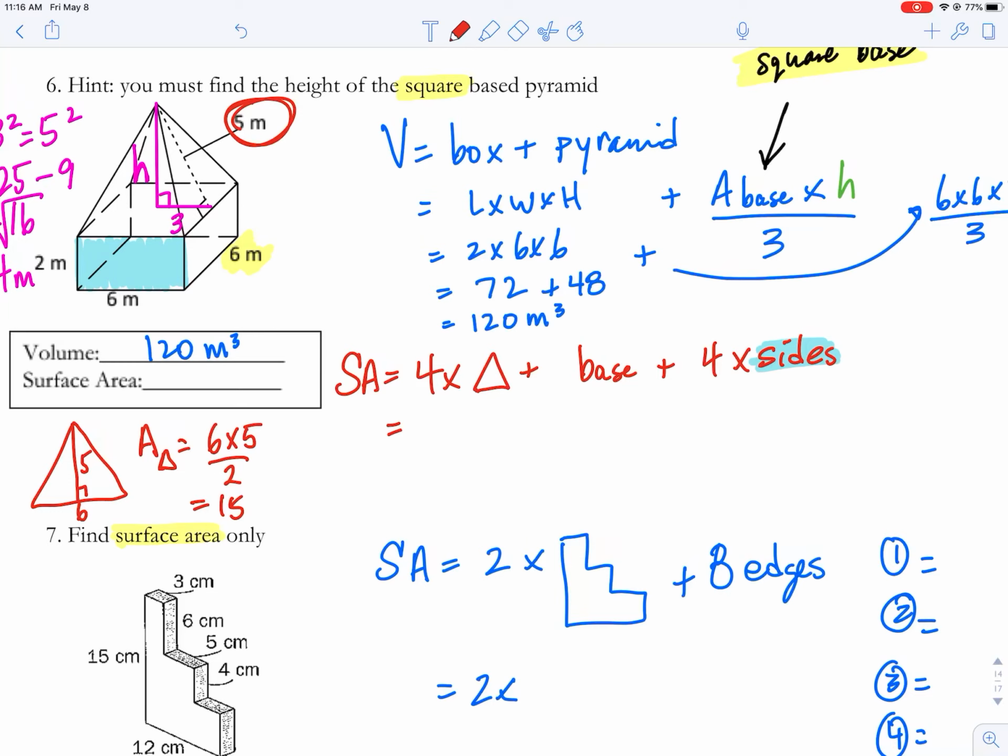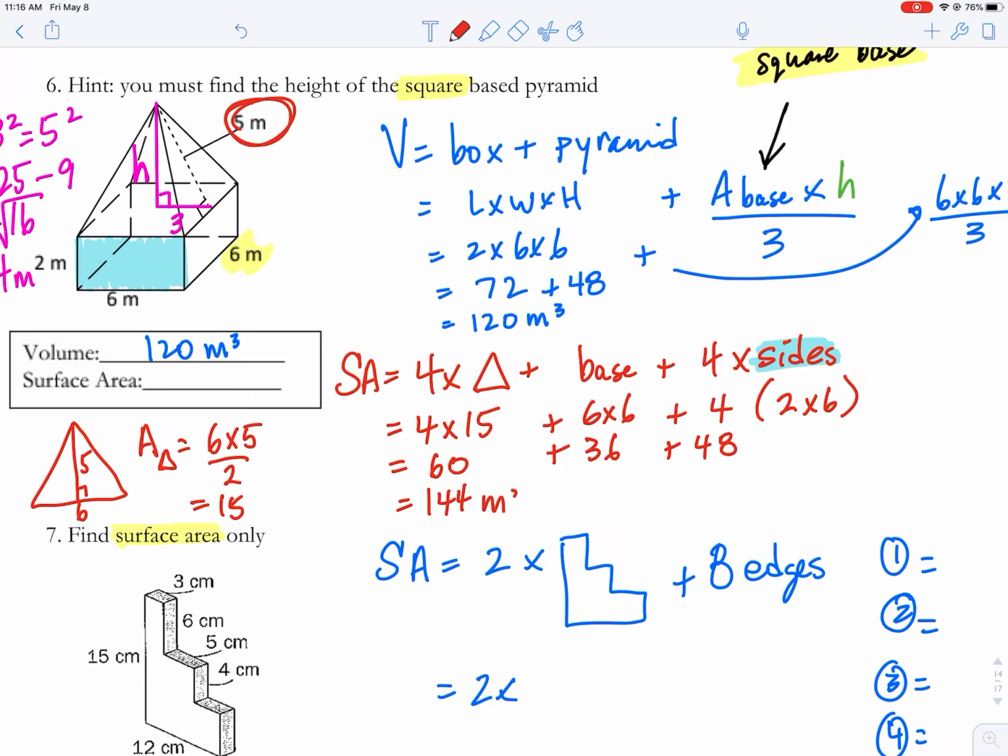So for the surface area of my whole shape, I have 4 times 15, which is 60, plus the area of the base, which was 6 times 6, or 36, plus 4 times the sides, so 4 times 2 times 6, which is 4 times 12, which is 48. When I add those all together, I get 144 meters squared.